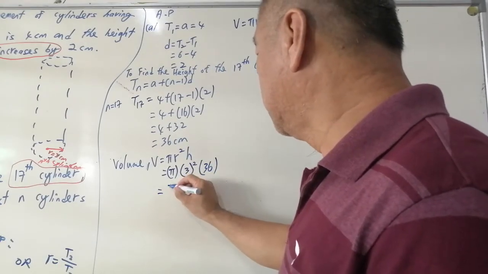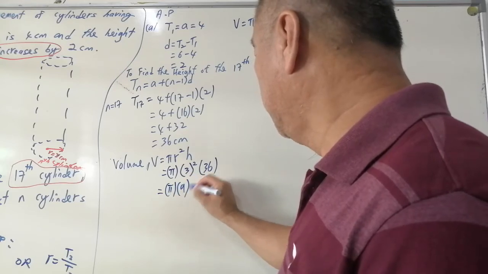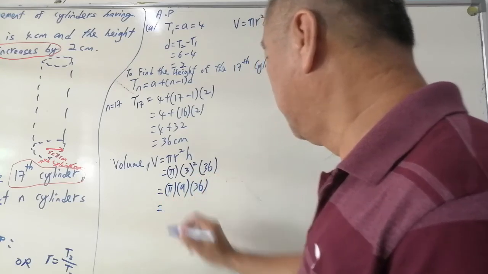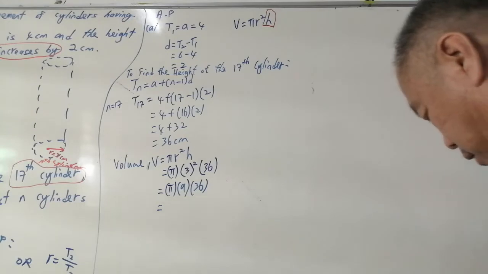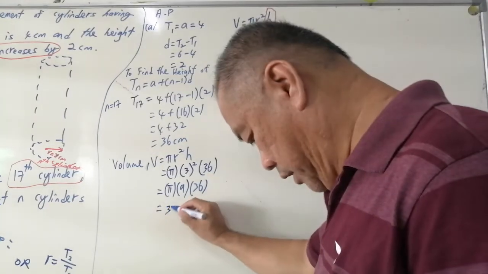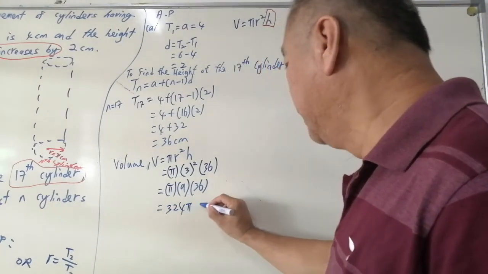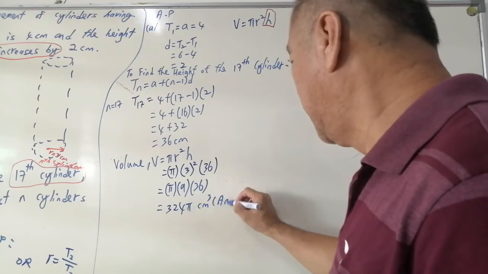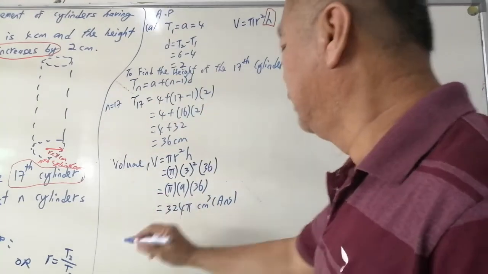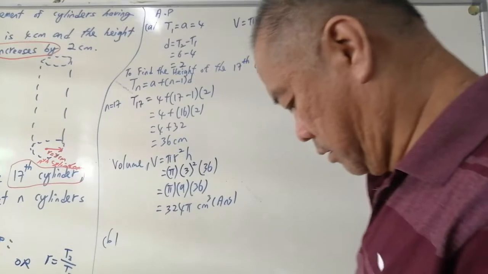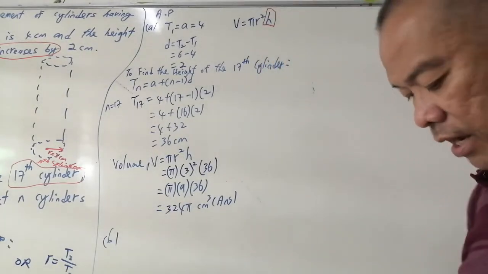So this one is pi times 9 times 36. When you're using a calculator, you get 324 pi centimeter cube as your answer for part A. Now I need to solve for part B.